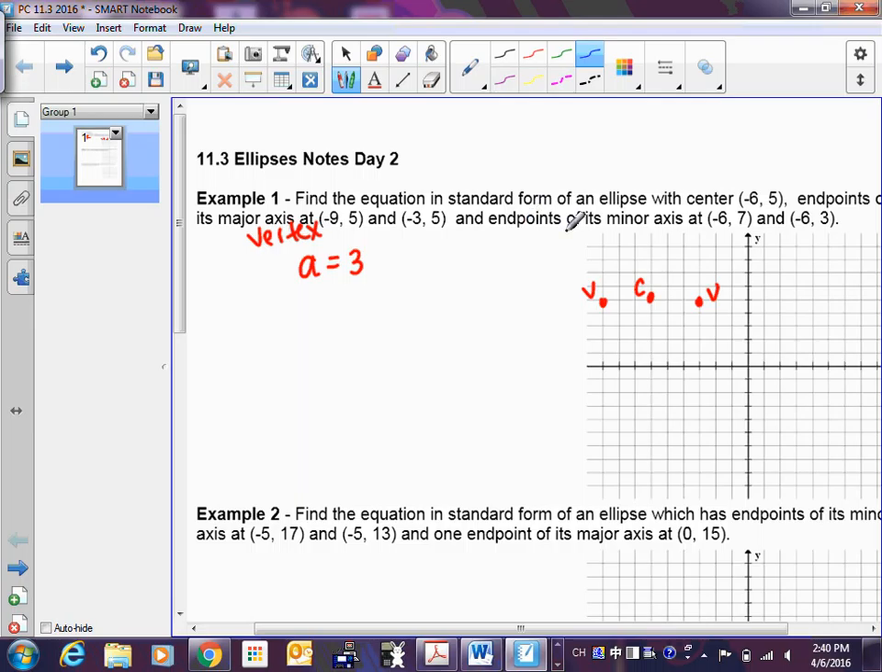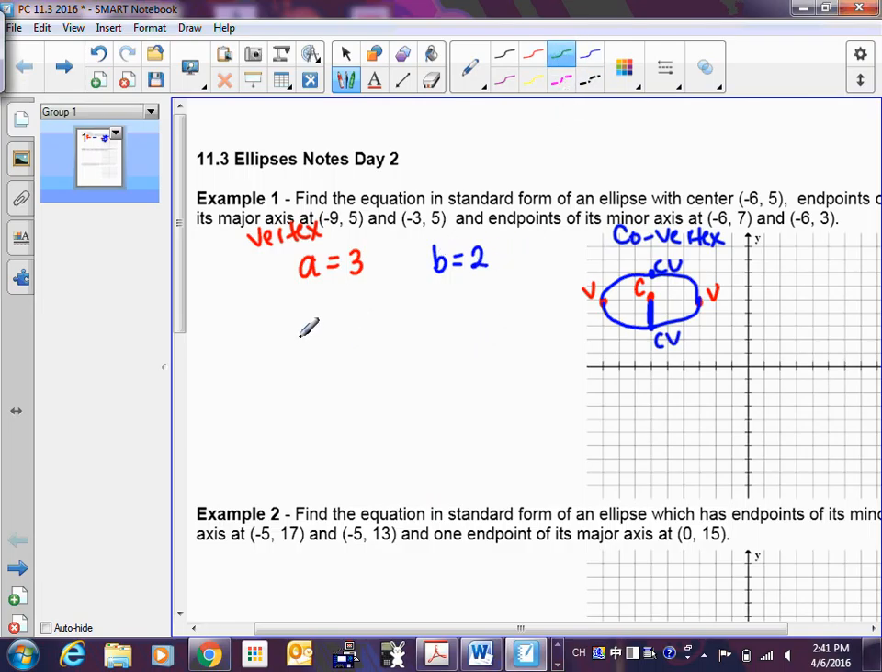Okay, then it says endpoints of the minor axis. These are the co-vertices, or co-vertex would be singular. And we can plot these. So looks like right here and right here. Okay, so here's my ellipse. Notice the focus points are not in this one, nor do we really care about them. What does this co-vertex tell me? Co-vertex is how far away from the center? 2, right? So B is 2.